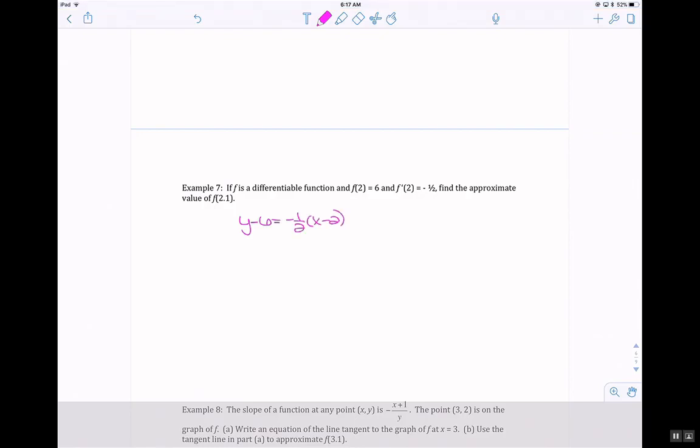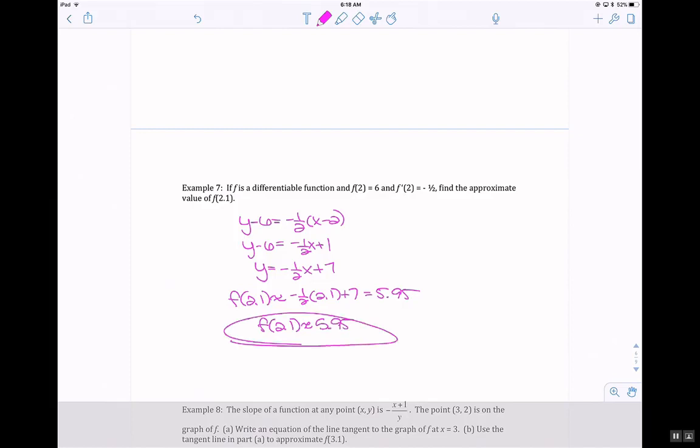And then I'm going to isolate my y. So y minus 6 is equal to negative 1/2 x plus 1. So y equals negative 1/2 x plus 7. So now f of 2.1 is approximately equal to negative 1/2 times 2.1 plus 7, which is 5.95. So f of 2.1 is approximately 5.95.